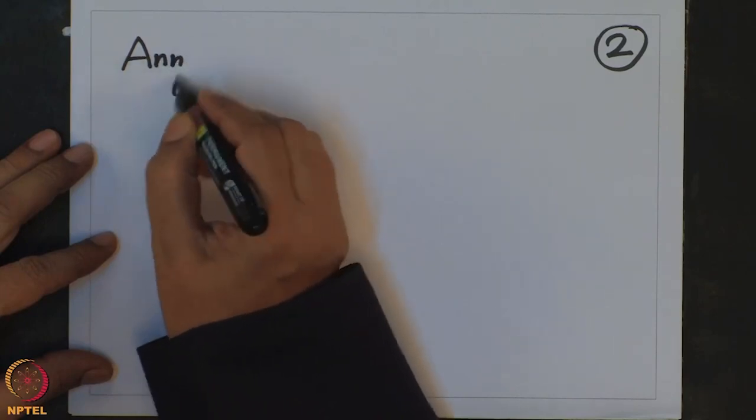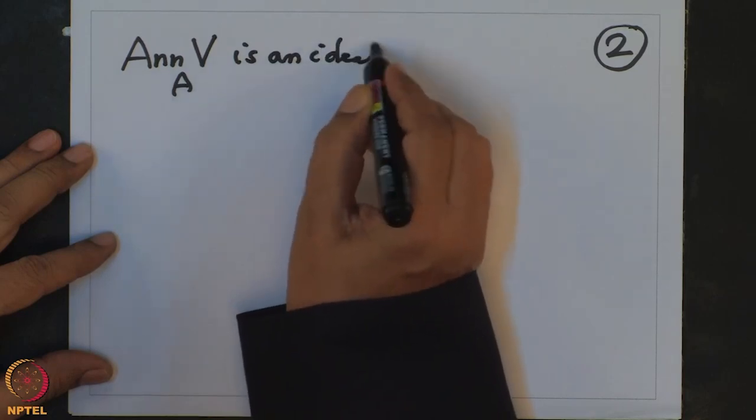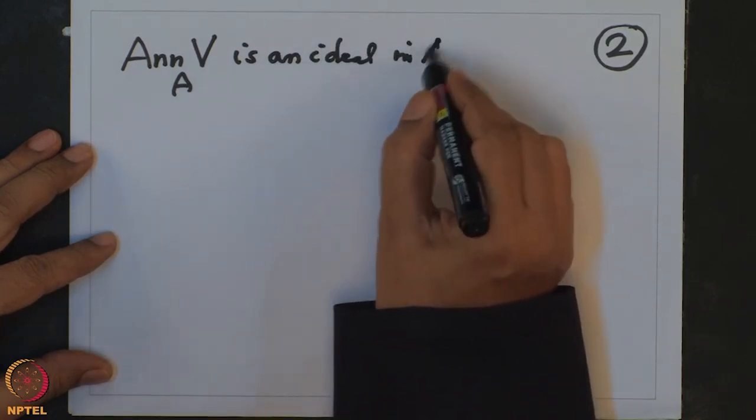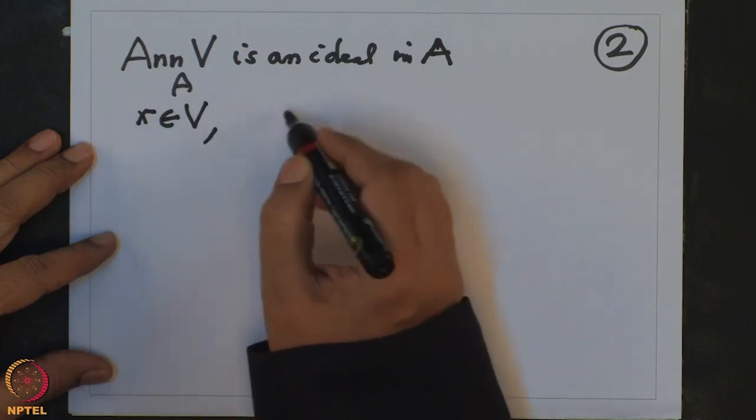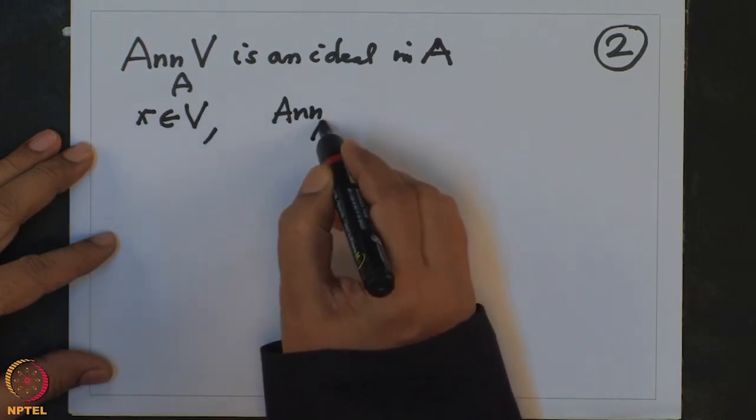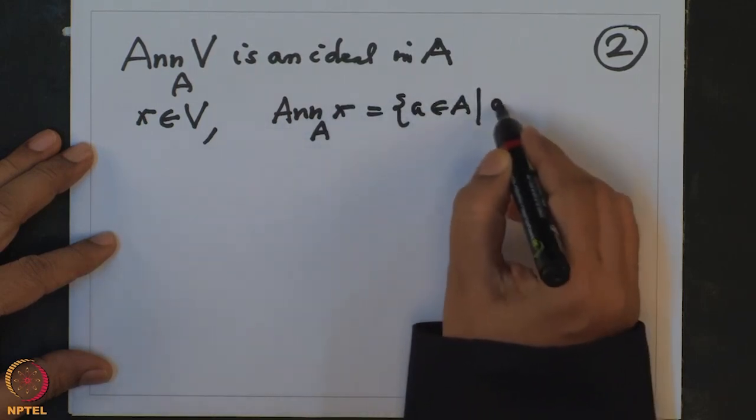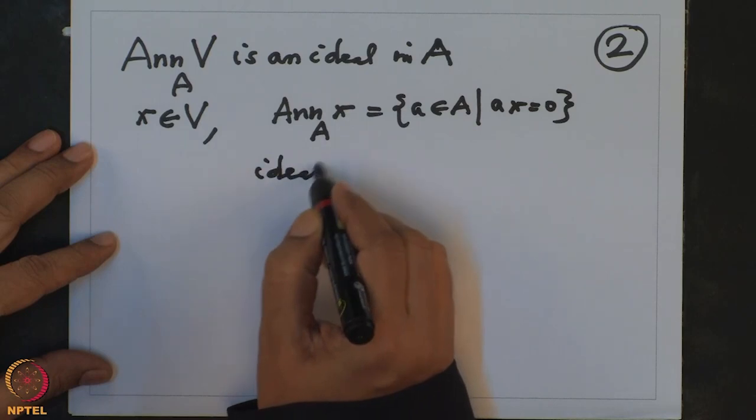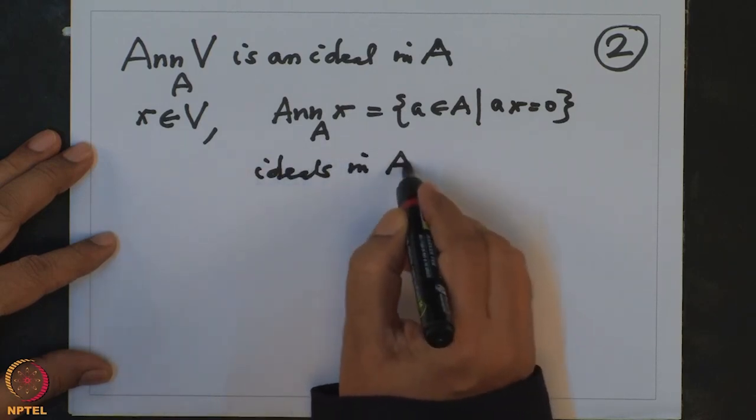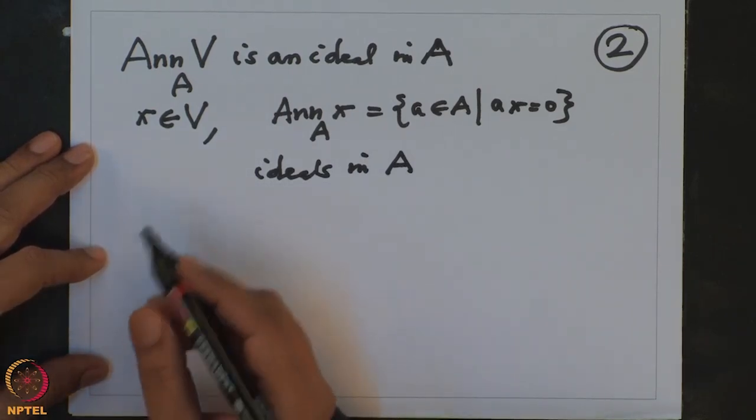So first of all, the annihilator of V is an ideal in A. Also, when you take a fixed element x in V, then the elements of the ring A which annihilate x, meaning all those A in A such that Ax is 0, are also ideals in A. And among them, now we are looking for the prime ideals.